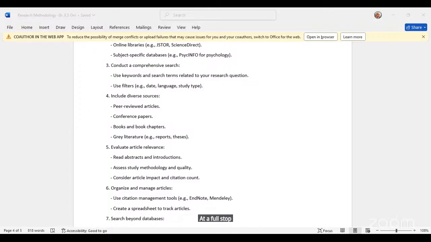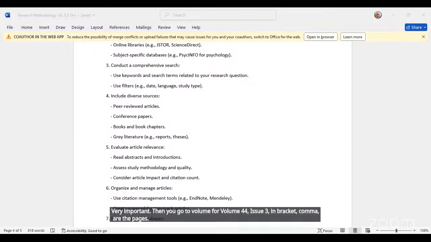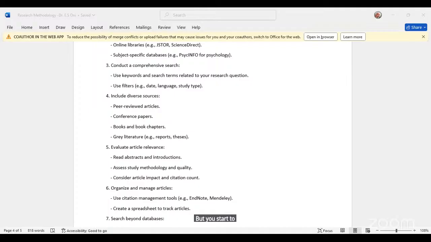Then the title of this article is Women Trafficked into Prostitution: Determinants, Human Rights and Health Needs. And the name of this journal is Transcultural Psychiatry, it is italicized. Please don't forget. I don't know if you want to cram it, let it get stuck, please. Very important. Then you go to volume 44, issue 3 in brackets, comma, and the pages 338 to 358.